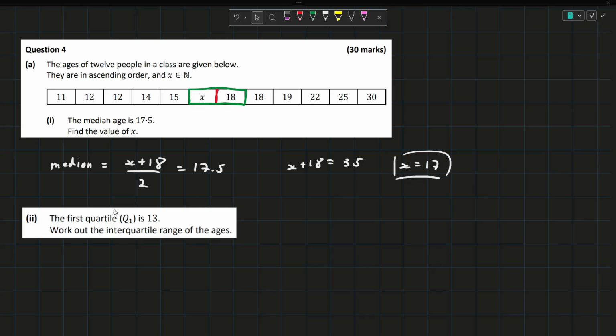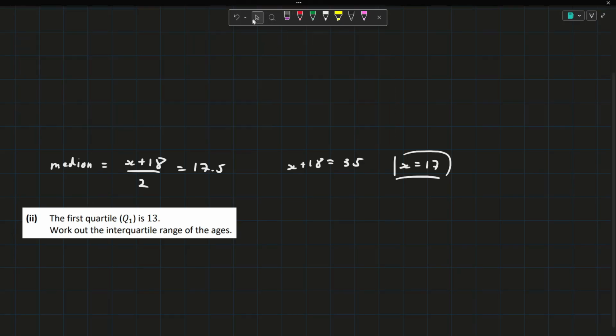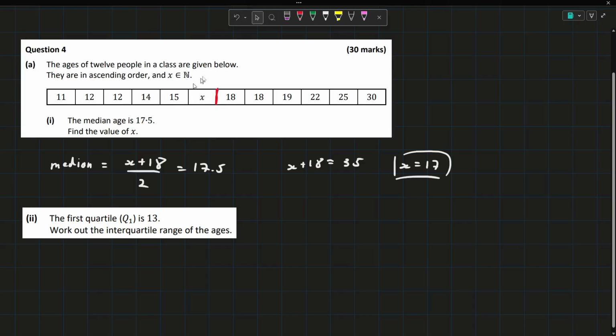Then we're told that the first quartile is 13. What is the interquartile range of the ages? So the quartile is basically like the median of one half of the data set. I'm going to get rid of this green box now. If we look on the left half of the data set, you can see there are, again, two middle values, and they are 12 and 14. Because there's two middle values, we take the mean of them, and that gives us 13. So that's the first quartile.